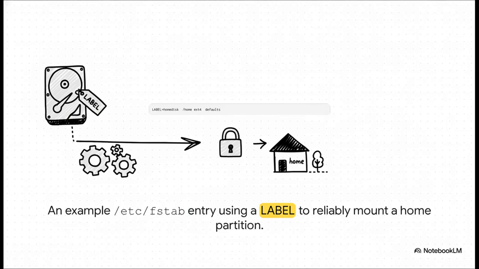Here we go, a perfect real-world example. Instead of using something unreliable like /dev/sdb1, this entry uses LABEL=homedisk. This tells the system to find the drive with that specific label and mount it at /home. It's simple, it's readable, and most importantly, it's not going to break on a reboot.